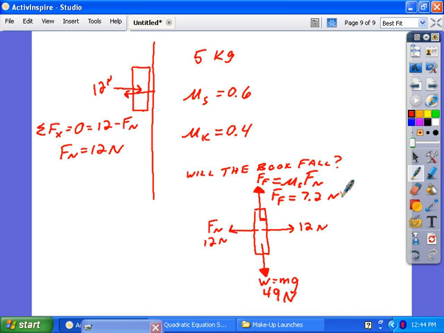Now, what I need to determine is, will the block fall? In other words, which one of these forces is larger? If the bottom force is larger, that tells me that it is going to fall.